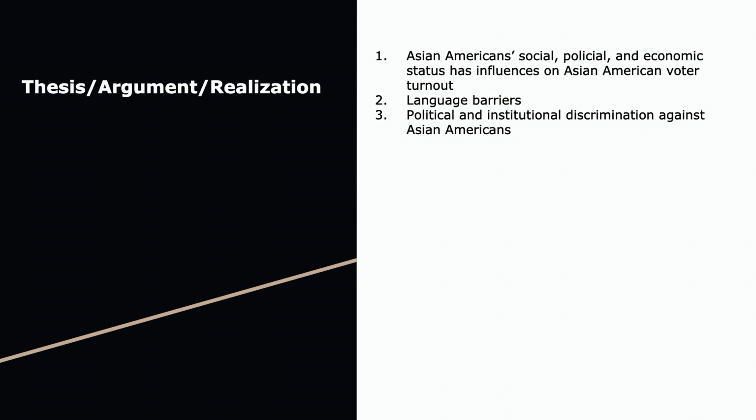My thesis revolves around the social, political, and economic influences on Asian Americans, such as language barrier and political and institutional discrimination against Asian Americans. Within those, social, political, and institutional discrimination, like the Chinese Exclusion Act and the Japanese internment camps, these factors could have influenced the voting turnout of Asian Americans.